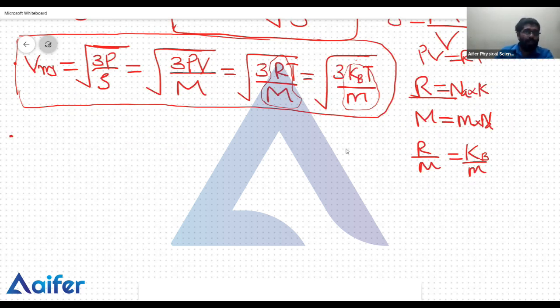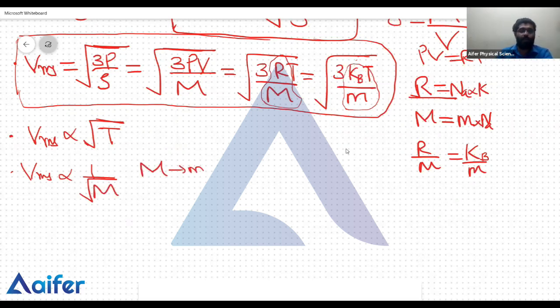Now you can see that our VRMS is proportional to the square root of the temperature. As temperature increases, VRMS will increase. Also, VRMS is proportional to 1 by root M, where M is the molecular weight.